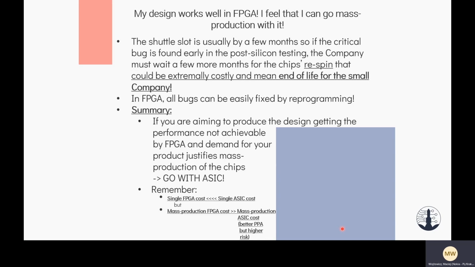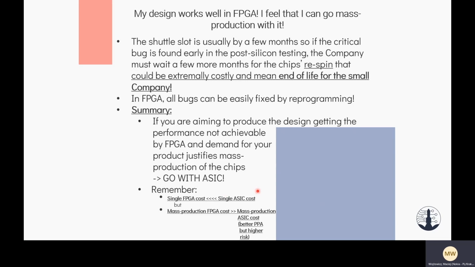This is not a problem with FPGA, because in FPGA you can reprogram all the time the connections between the logic resources. So to summarize, if you are aiming to produce a design with performance not achievable by FPGA, and demand for your products justifies mass production of the chips, you should go with ASIC.